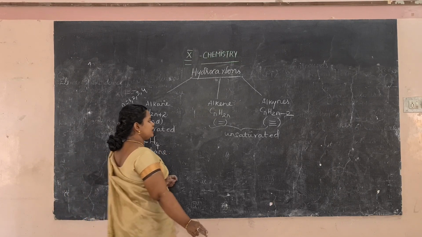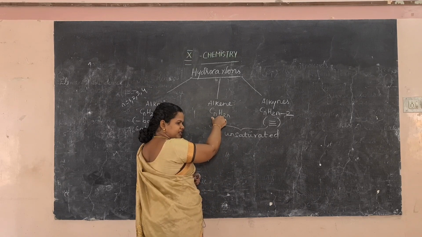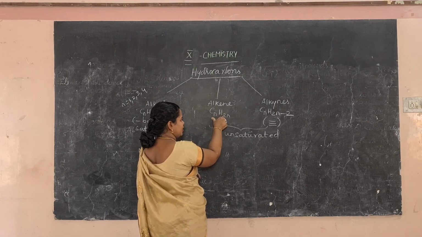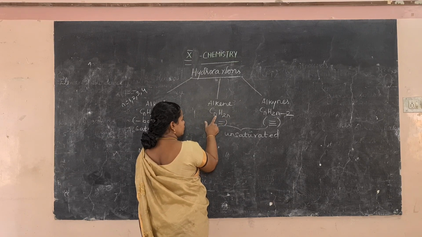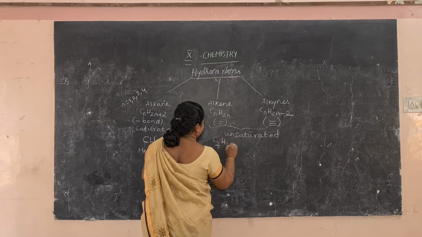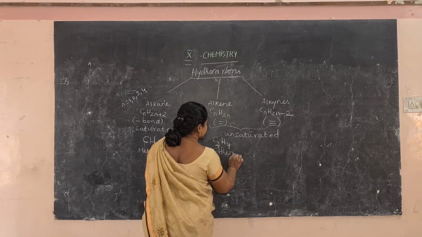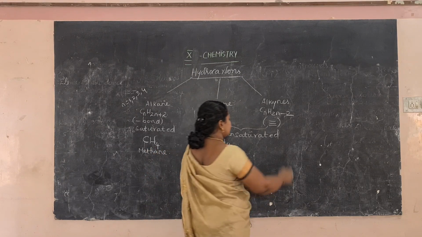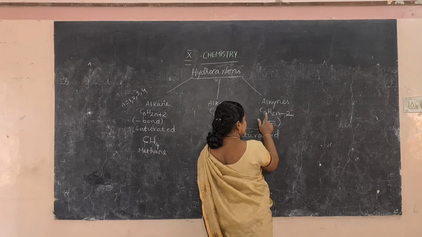Then for alkene, if n is equal to 1, it will be CH2. Methylene is not possible, it is unstable. So the simpler member will be n equal to 2. When you substitute n equal to 2, it is C2H4, that is ethene, or ethylene.